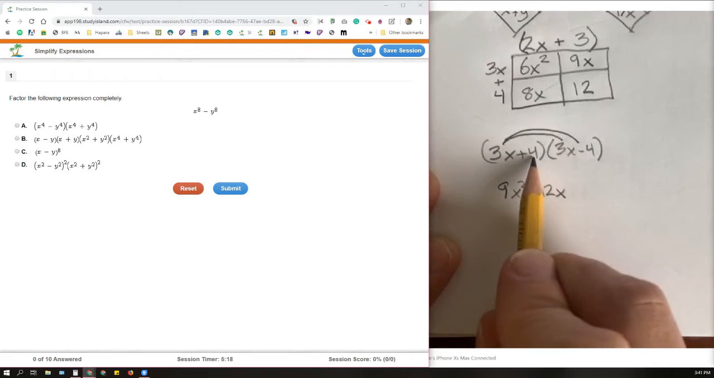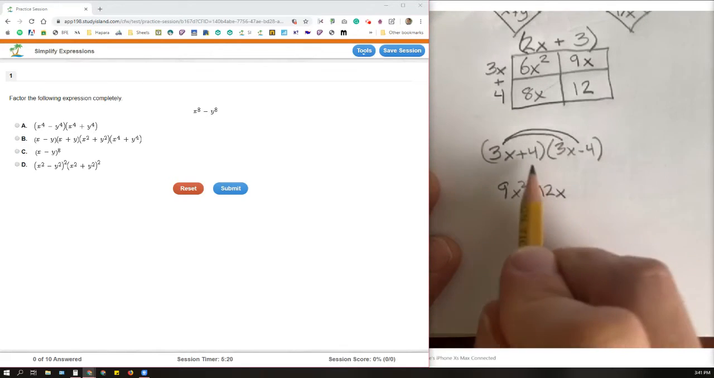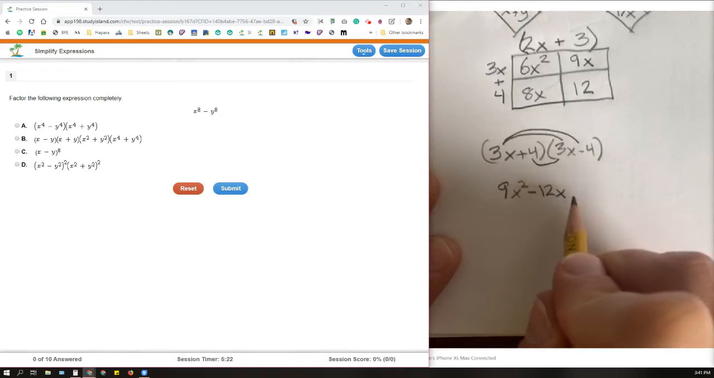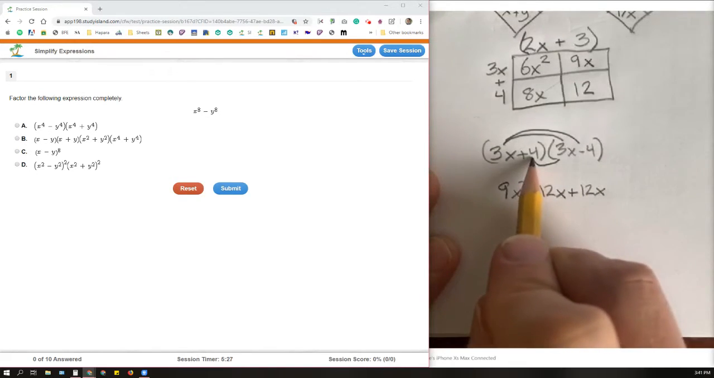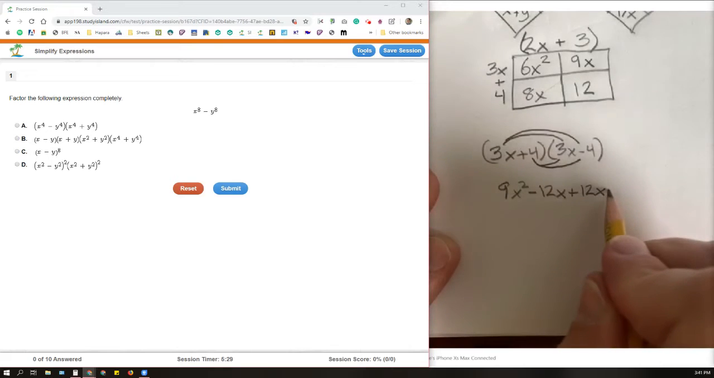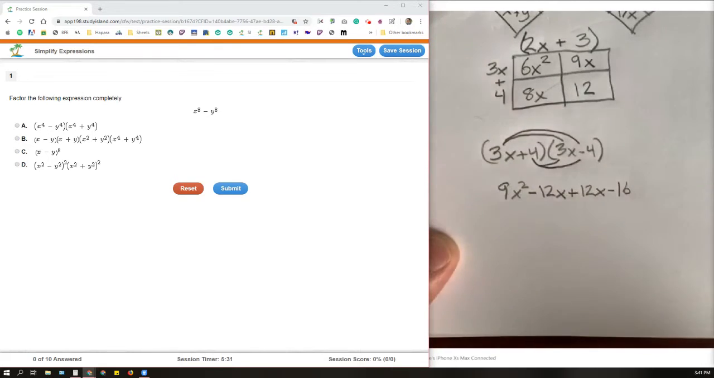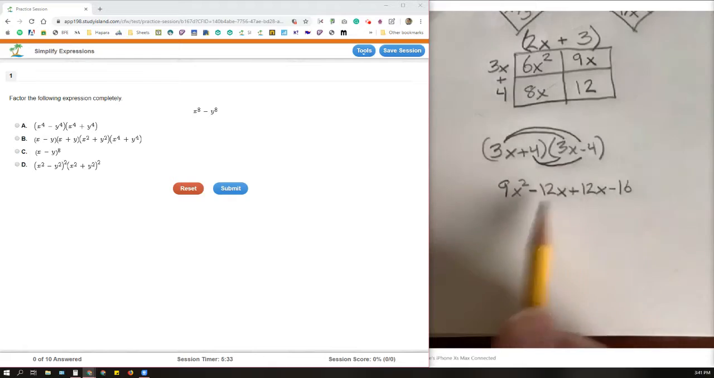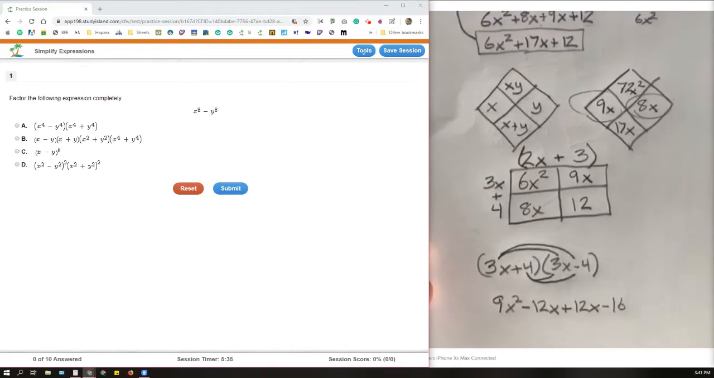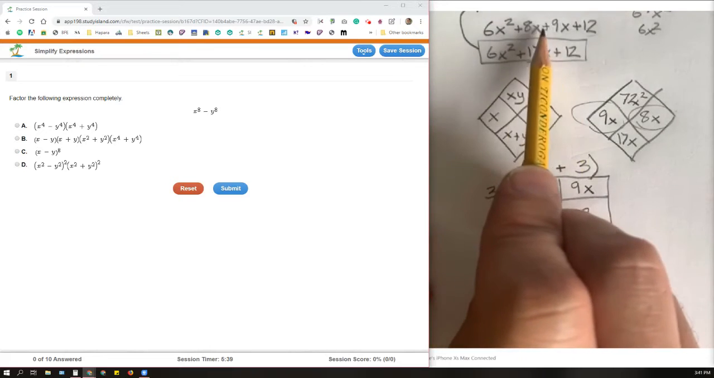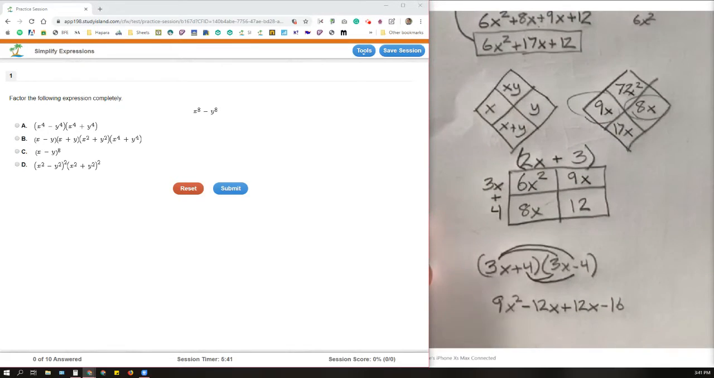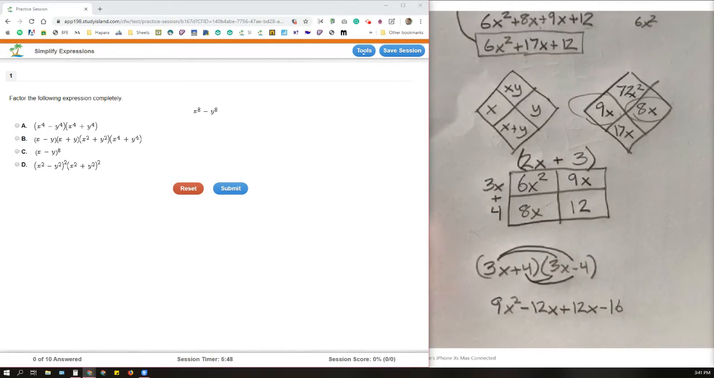Now the next term in the first binomial times both terms in the other binomial. So 4 times 3x is positive 12x. So I write plus 12x. And then I get 4 times negative 4, which is negative 16. So I write minus 16. So this looks a little similar to the other polynomial that we had. This one up here, we had something x squared plus something x plus something x plus 12. On this one, we have something x squared and then minus something x plus something x and then minus. I mean, you could just say plus negative 12x. It kind of fits the same format.